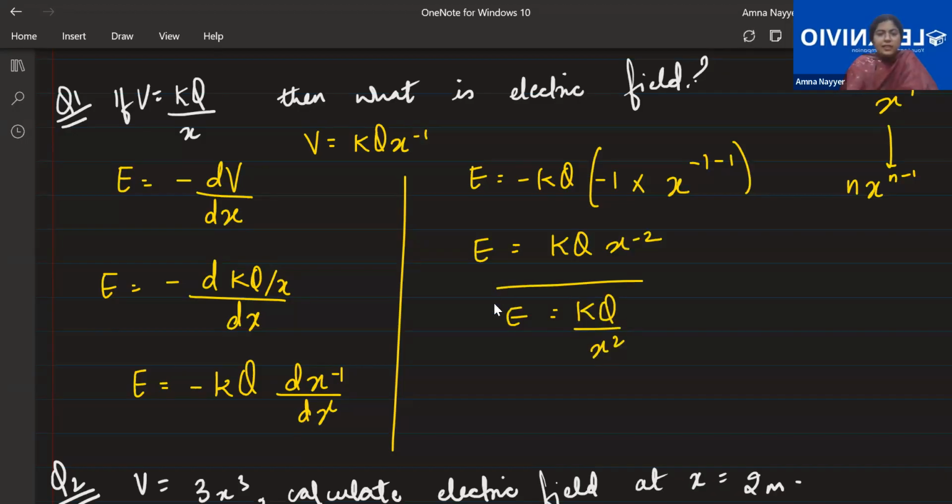So are we correct till here? Is it the formula of electric field due to a point charge or not? Yes, ma'am. Right. Write down this one quickly so that we can practice one more question.